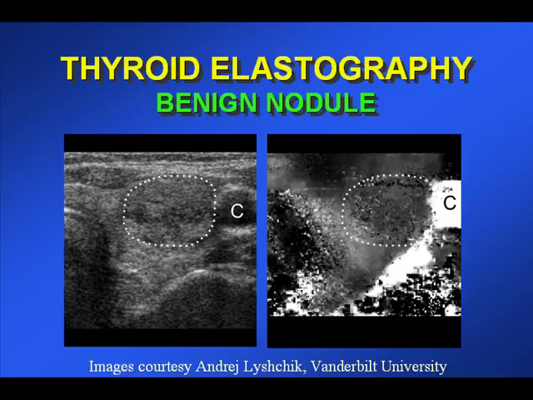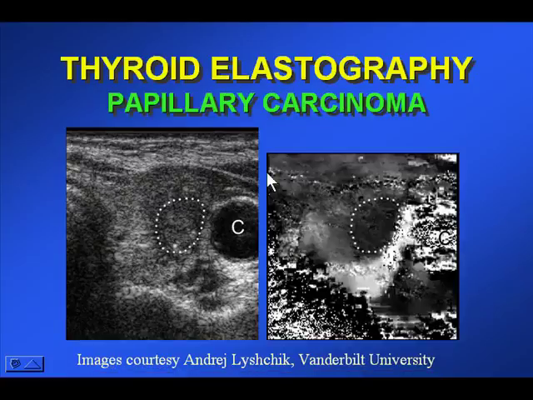Here's an example of a thyroid elastogram, courtesy of Dr. Lychik, showing a benign nodule outlined on the left-hand image here, and the benign nodule on the elastogram here, showing that it's only minimally more stiff than the adjacent thyroid tissue, right here. The cancer, on the other hand, outlined on the left-hand slide here, shows up as quite a bit darker or harder than the adjacent thyroid tissue, and this may be a useful way to determine which nodules to biopsy.